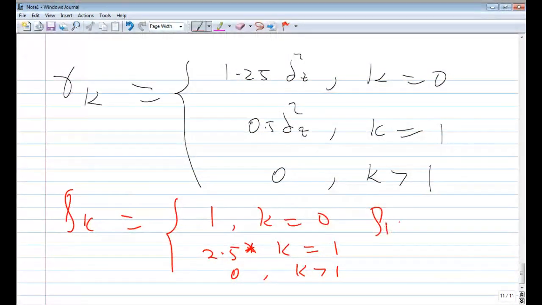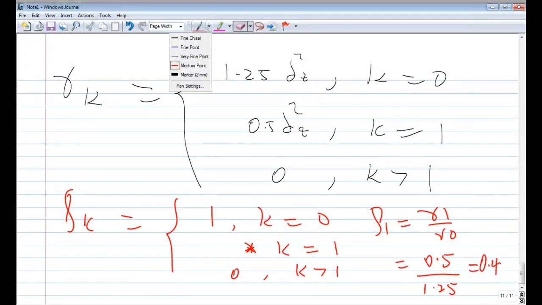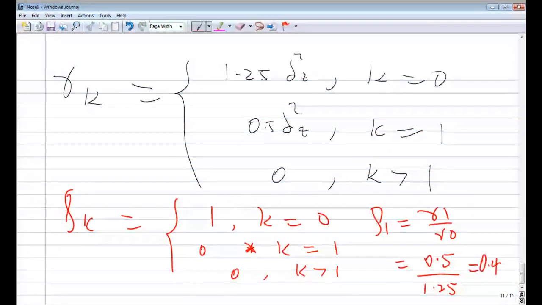Here you have to find rho 1, which is gamma 1 over gamma 0. Gamma 1 is 0.5, and gamma 0 is 1.25. So 0.5 divided by 1.25, yes, that was a mistake. The answer is 0.4. That's the correct answer, but the rest is okay.